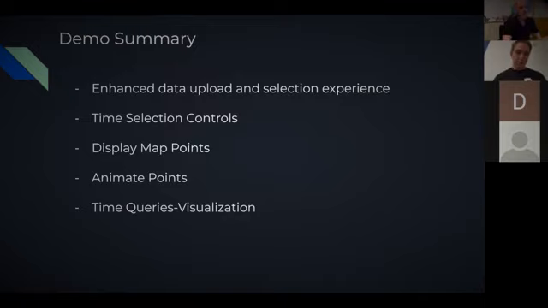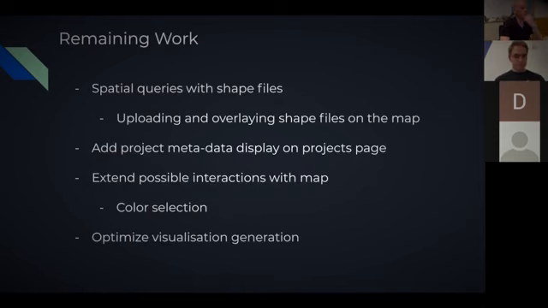Map points are now displayed as animated lines, and you can query through the time selection. So what we still need to do here, well, first, like we said, we want to add the ability to upload shape files and then add them to the map as an overlay. And then once that's done, we can start working on spatial queries.